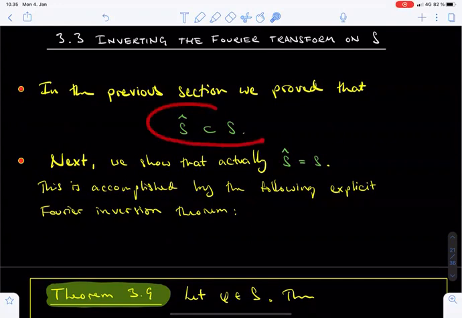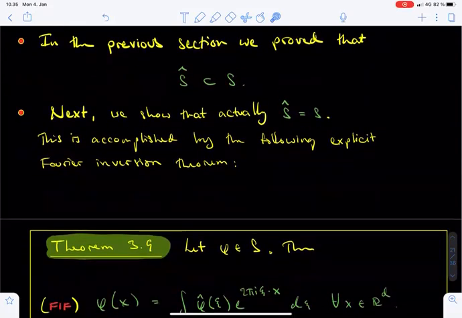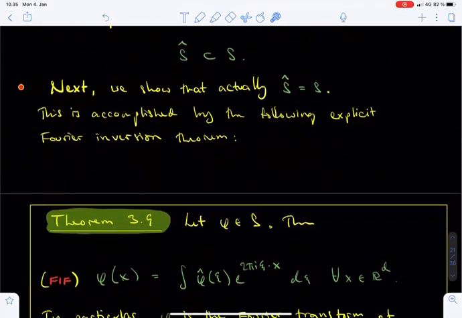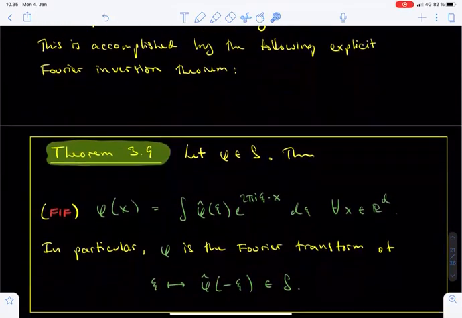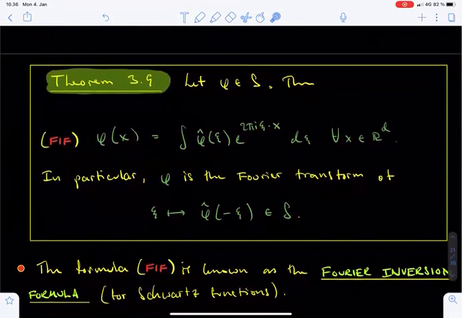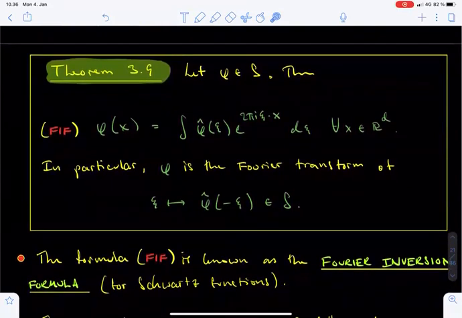On the previous lecture, we showed that the Fourier transform of a Schwarz function is again a Schwarz function. The purpose of this lecture is to show that, in fact, all Schwarz functions arise in this way. All Schwarz functions are Fourier transforms of other Schwarz functions. We will prove this fact by an explicit formula, which is known as the Fourier inversion formula for Schwarz functions.